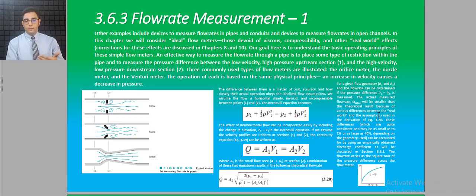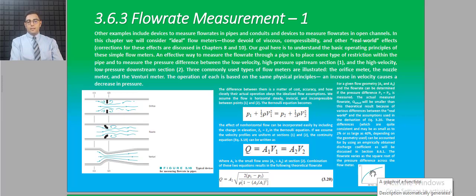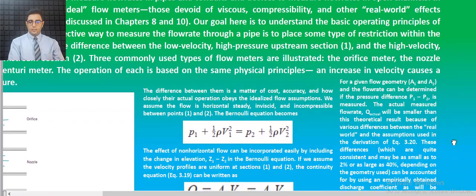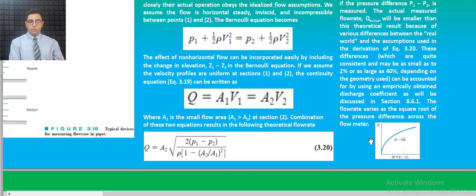However, the actual flow rate depends on the geometry that we are considering. The variation between the actual flow rate and the theoretical flow rate is something between 2% and as large as 40% based on this graph that's happening over here. Let me bring it nearer to show it to you properly. Here, we have a square root of this equation as a graph.